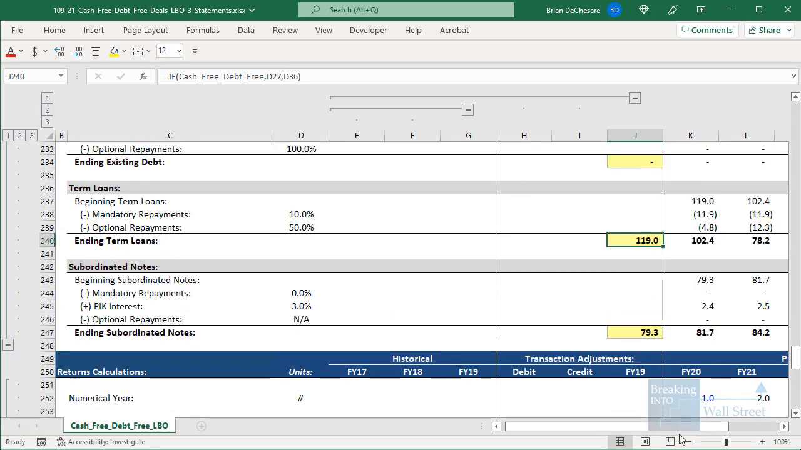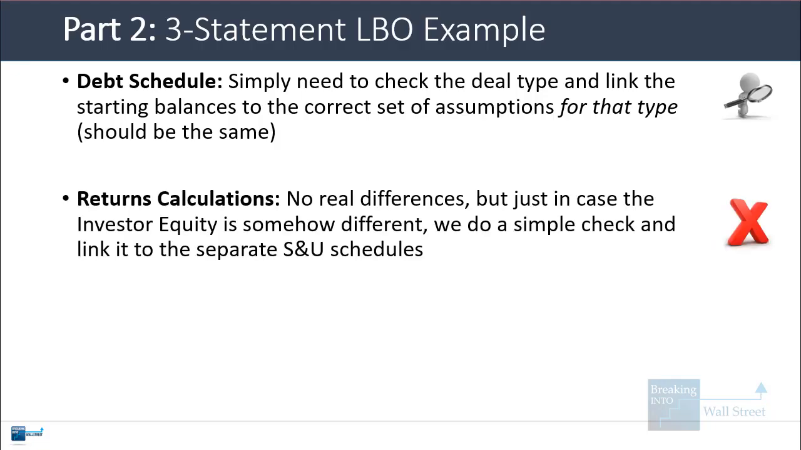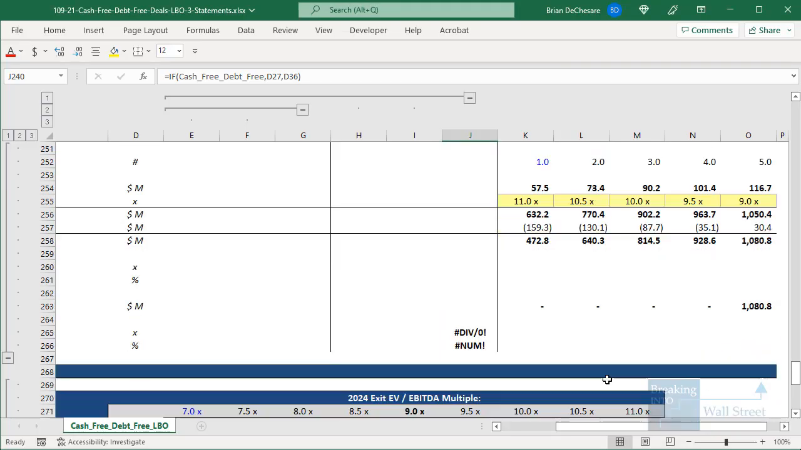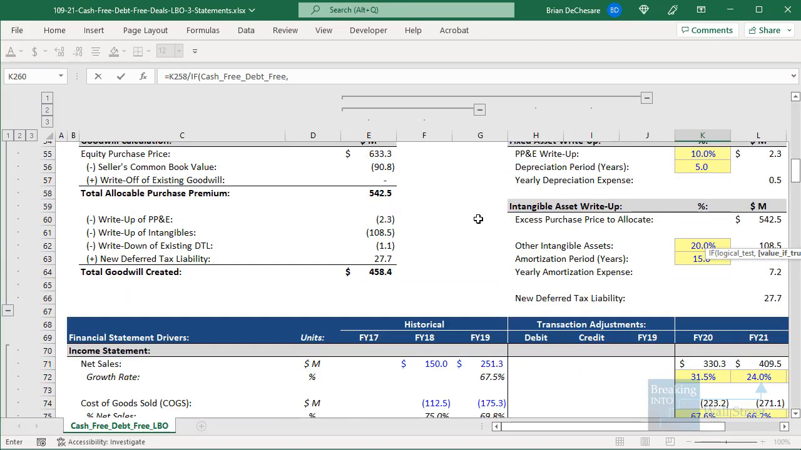And so we have that. We have most of our model set up now, and really the last thing to do is to look at the returns calculations. There are no real differences here, but again, just in case there are some potential differences, we do want to link to different numbers for the investor equity to make these calculations. So let's go in and do this now. We need to calculate the multiple and also the IRR here. For the multiple, we'll take the exit equity value, which is in row 258, and then we'll do a check if cash-free, debt-free, and then we need to go up and link to the appropriate investor equity number.